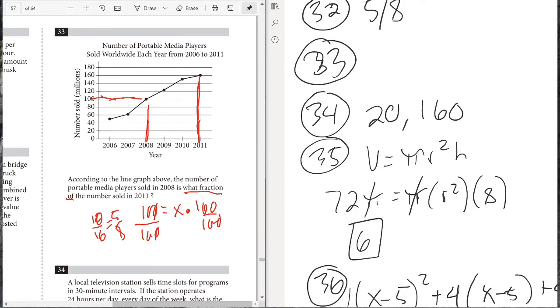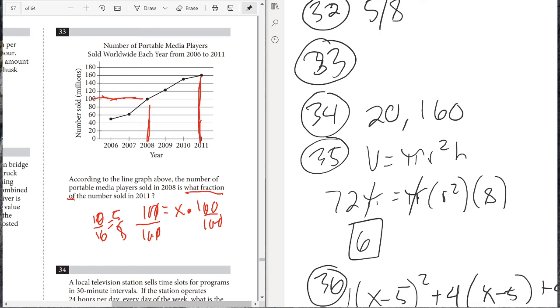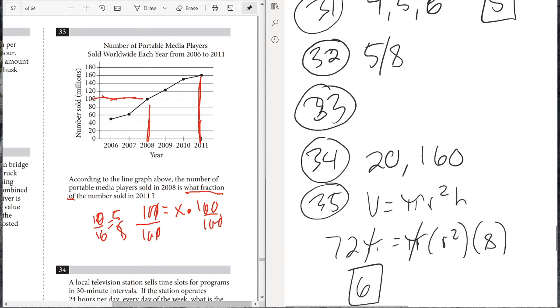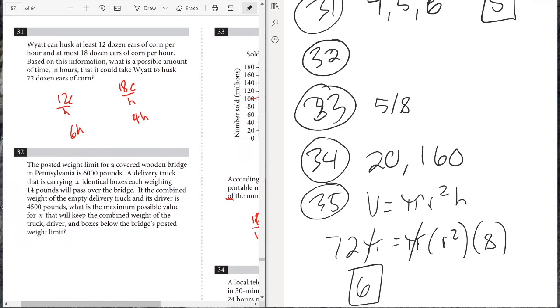33. 33. Oh, I skipped it. Why did I skip that? The number of portable media players sold in 2008 is what fraction? Wait, what? I did this one. It was 5/8. Oh, I put the answer for it in the wrong spot. Okay, so it was 32 that I skipped. Oh, I'm glad I saw that.